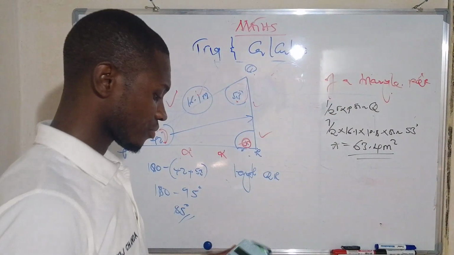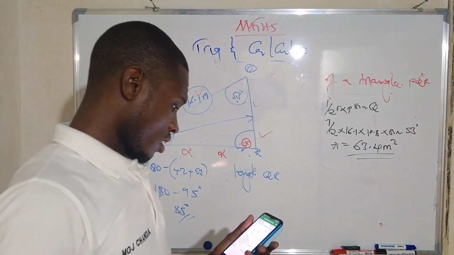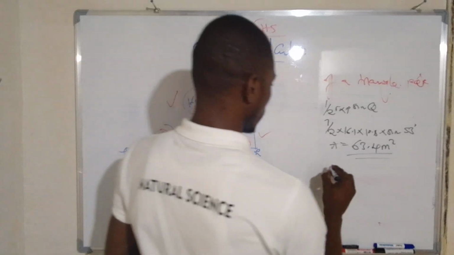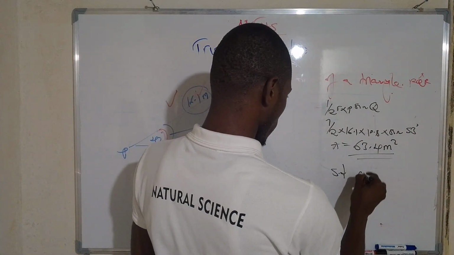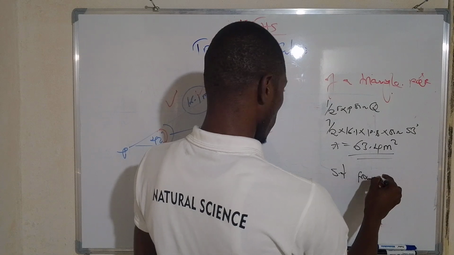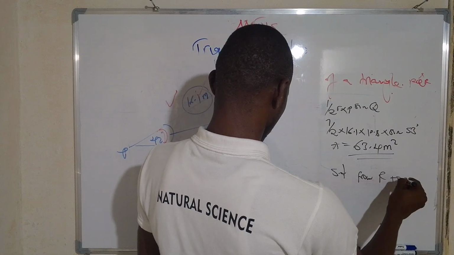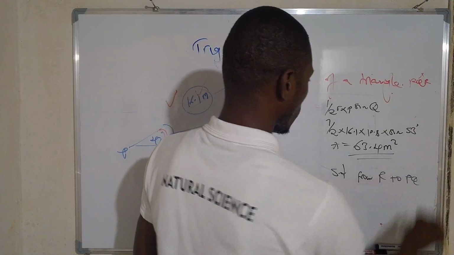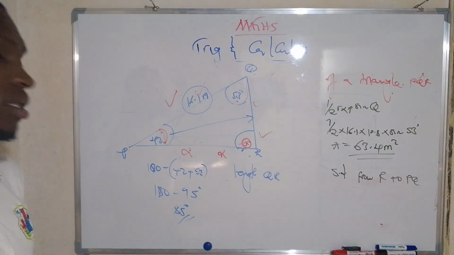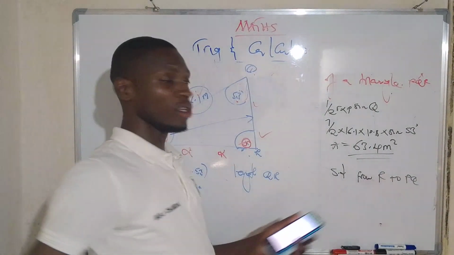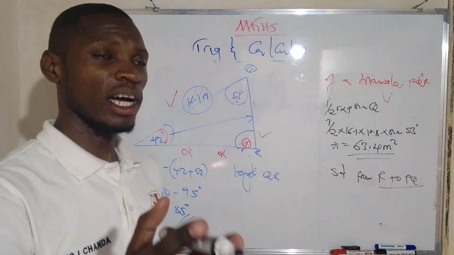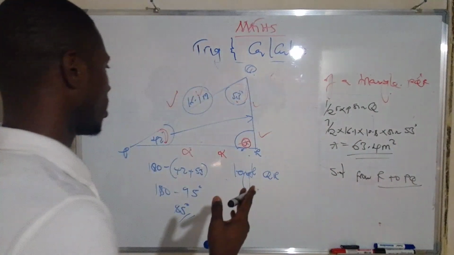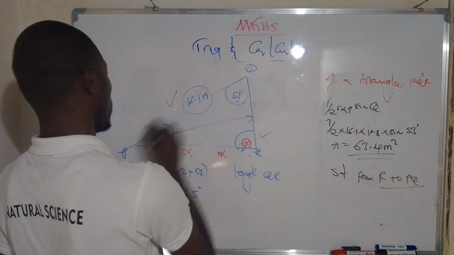It will say, shortest distance from R to PQ. Shortest distance from R to PQ. So this one also, you need to read up to the last. So coming from R going to PQ. So our R is here, going to PQ.